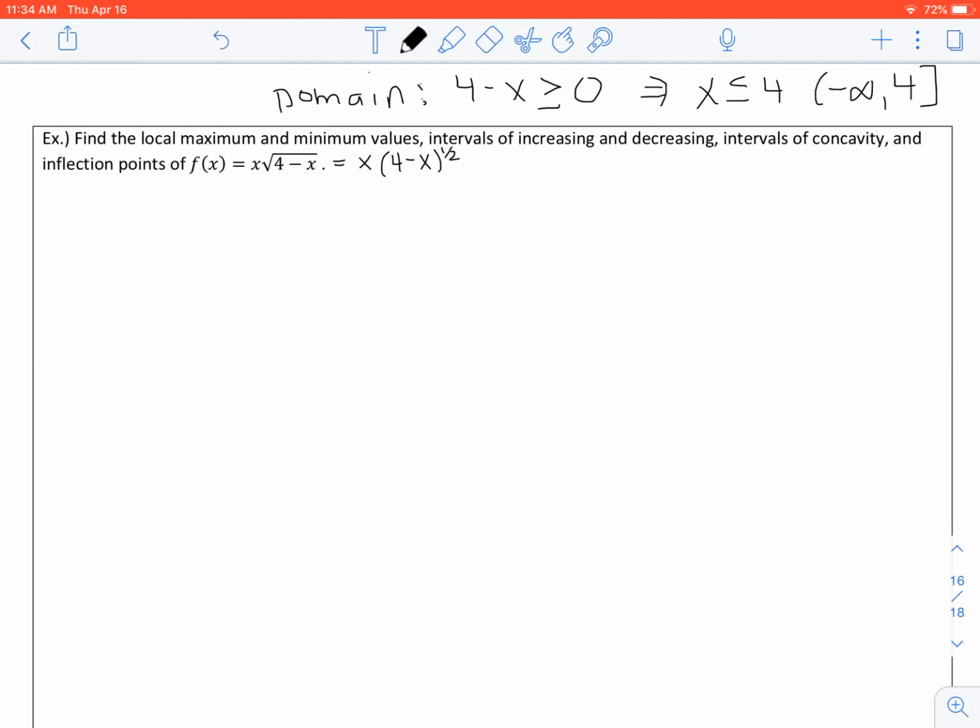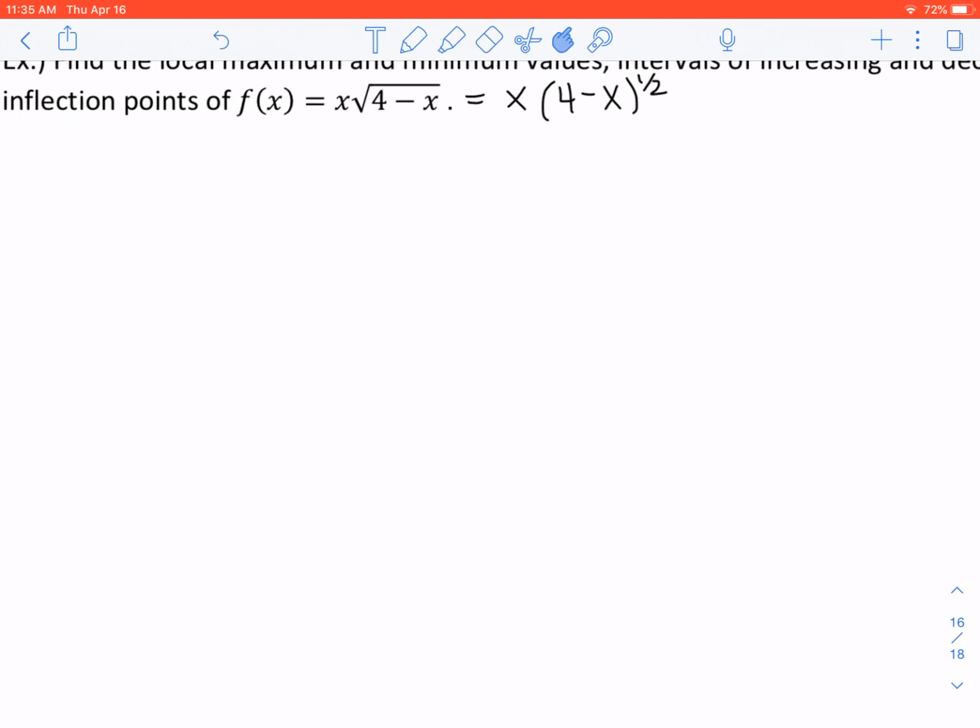So in order to find intervals of increasing and decreasing, your local maximums and minimums, I need the first derivative. And in order to find the intervals of concavity and our inflection points, we're going to be looking at a second derivative. We're going to start this example together in the video and then finish it together in our lessons. So first thing is we need to find our first derivative.